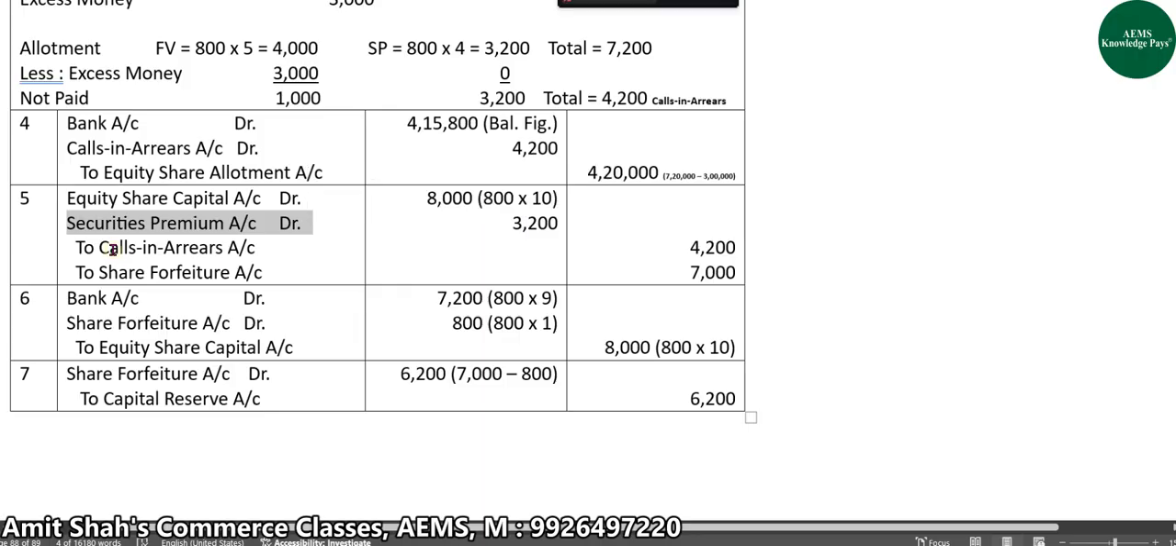And that premium comes with call scenarios here on the credit side. So in this 4,200, this 3,200 is included. This is the 4,200 calls in arrears. In that, if you see, premium of 3,200 is included.